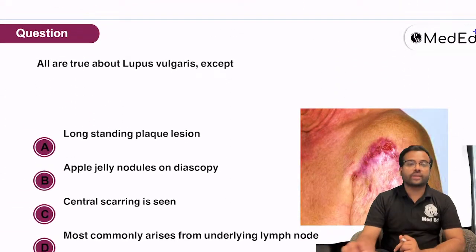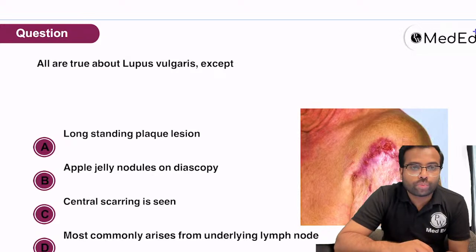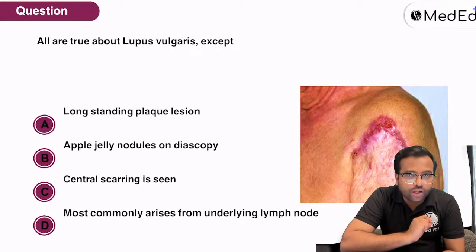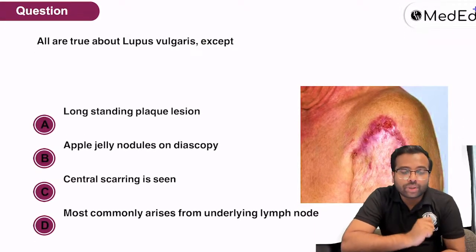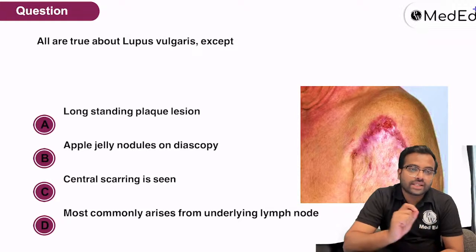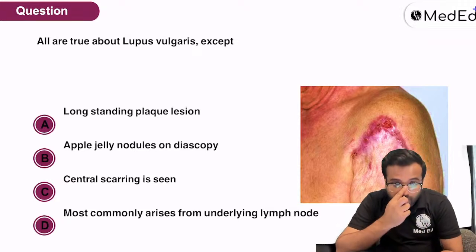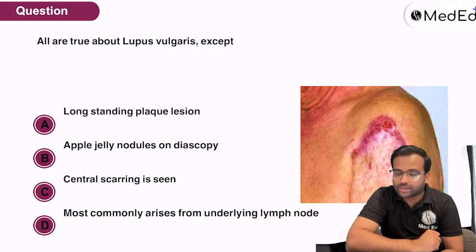So what is the next question? All are true about lupus vulgaris except: long-standing plaque lesion, apple jelly nodules on diascopy, central scarring can be seen, and most commonly arises from the underlying lymph nodes. What is the answer?